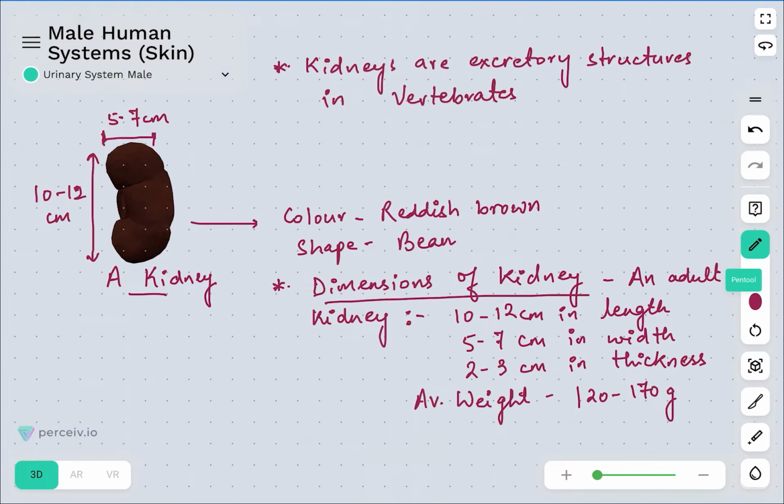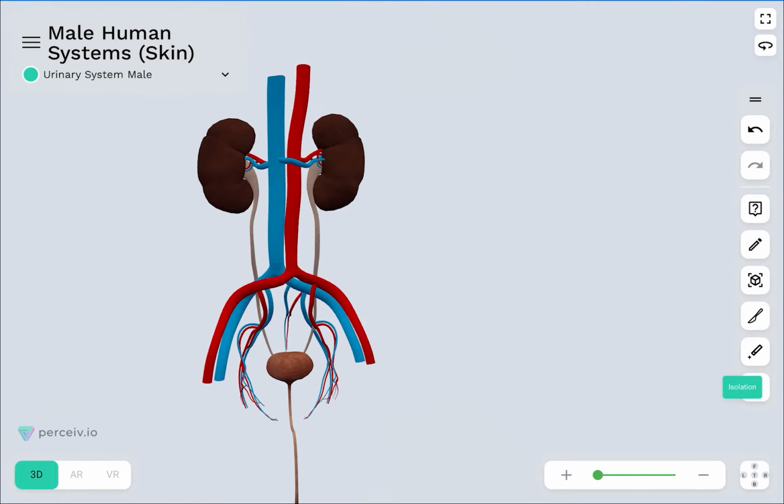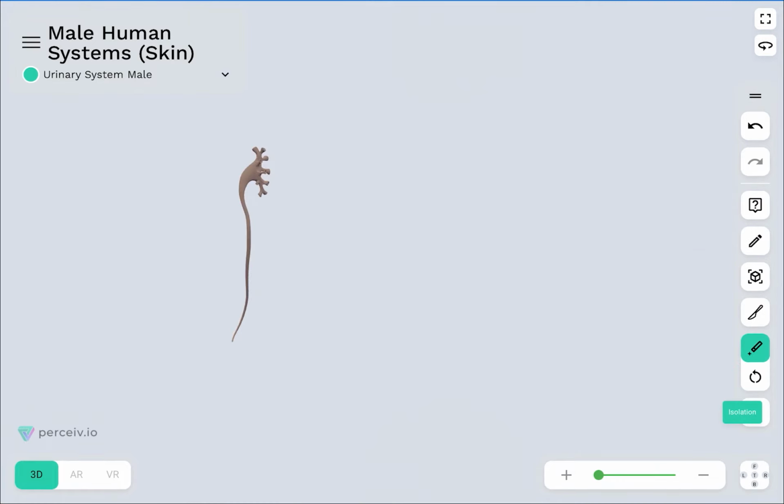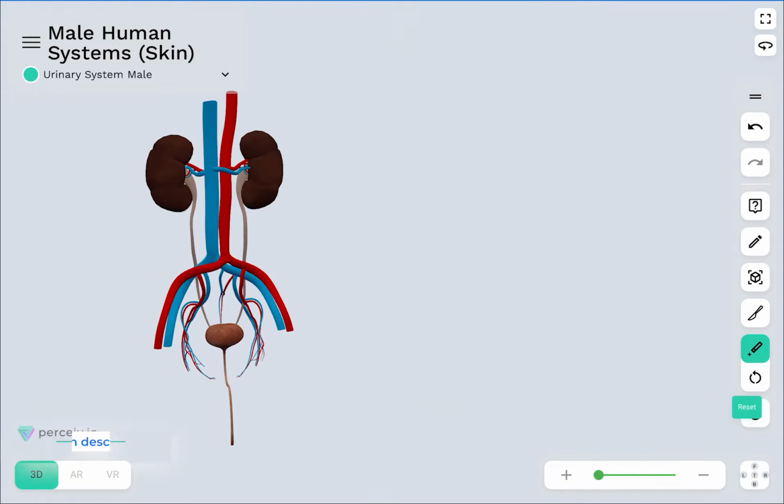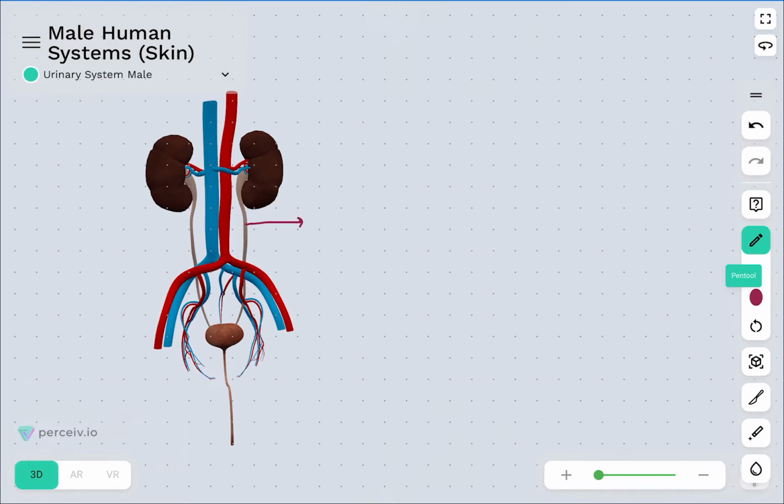Now we will see the other components as well. So we'll now talk about the ureter. You can see that it looks like this. It's a tube-like structure that arises from the hilum of the kidney. Hilum is a kind of notch. All right, so you can see this one is the ureter. And this ureter arises from the hilum of each kidney.